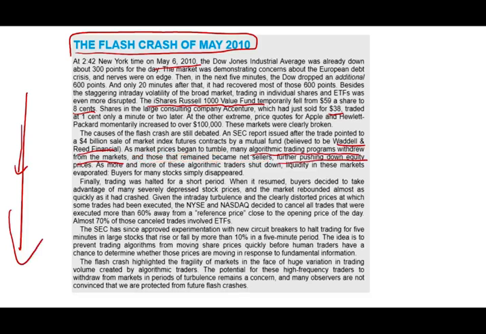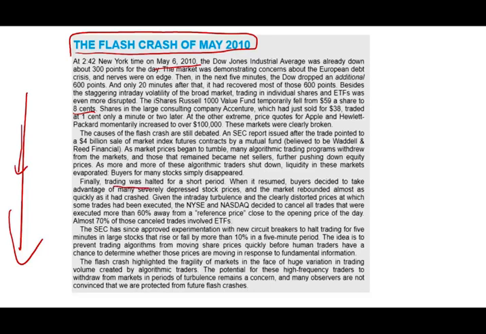As more and more of these algorithmic trades shut down, liquidity in these markets evaporated, and buyers for many stocks simply disappeared. So this is what happened. This is why they are dangerous sometimes, because they interpret the information differently, and if they all go in one direction, they could influence the market substantially.